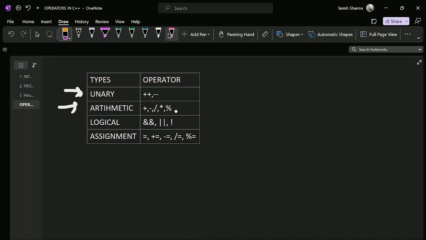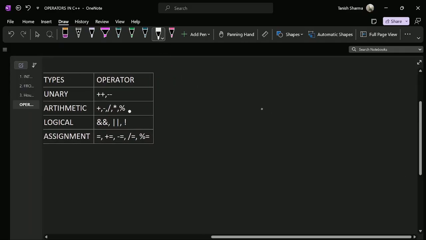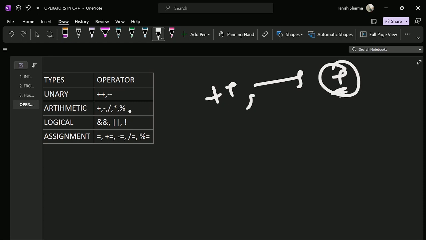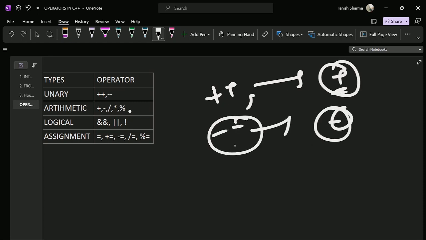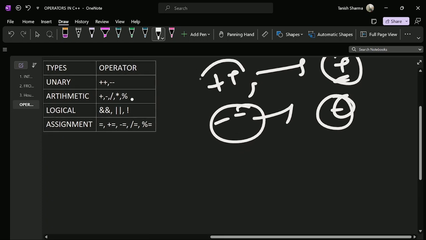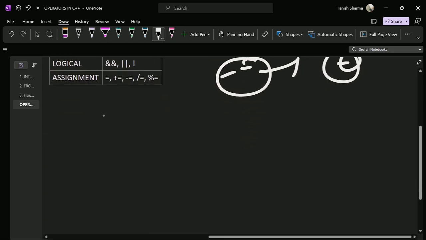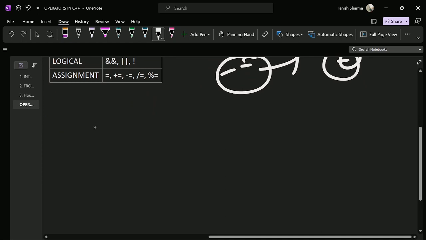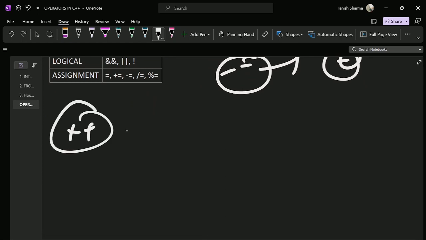Our very next operator is the unary operator. So what are these unary operators? You might be saying, what is this plus plus? We just know what is plus. And what is this minus minus? We only know minus. So is it like double subtraction? Obviously not. These are actually used to increment or decrement the value. So this is our increment operator, which is actually used for incrementing.